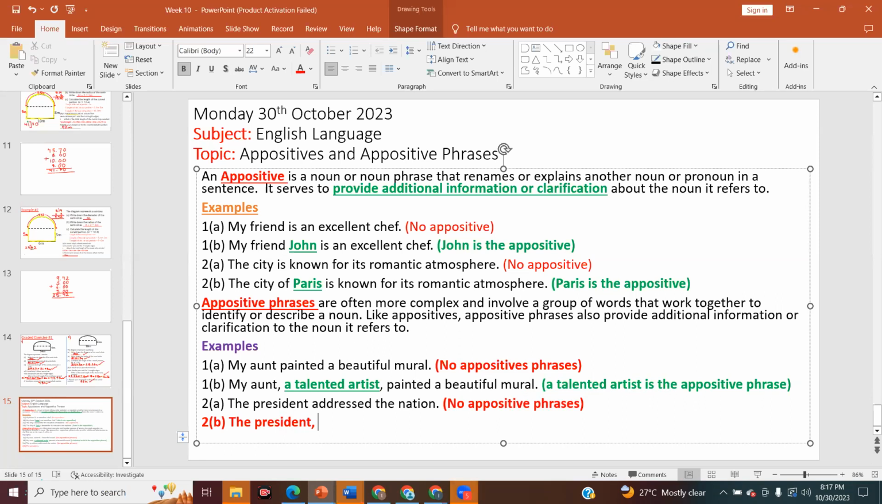The president, what else? He's bold. Intelligent. Okay. An intelligent leader. The president, a loving individual. The president, maybe you can say he is a seasoned politician, right? So the president, a seasoned politician, addressed the nation. All right, in this sentence, what is the appositive phrase?